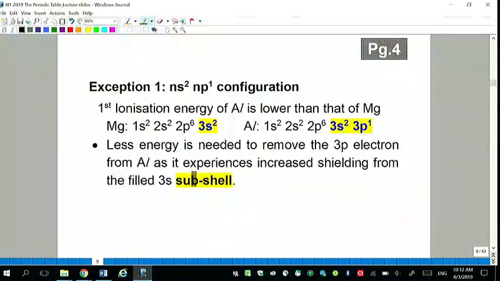Okay, 2 things you need to take note of. The first is that you need to recognize that I am supposed to write down the electronic configuration. When you explain abnormality, or the exceptions to your first ionization energy, you must include the electronic configuration, the spdf notation. Then the second thing, I will talk about less energy needed to remove the 3p electron because of increased shielding from the filled 3s subshell. So you need to know this explanation by heart as well. Okay, next one.